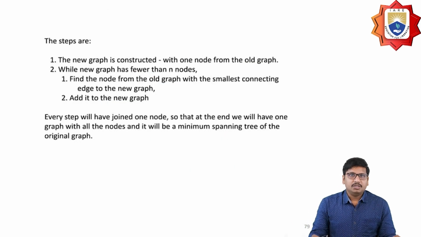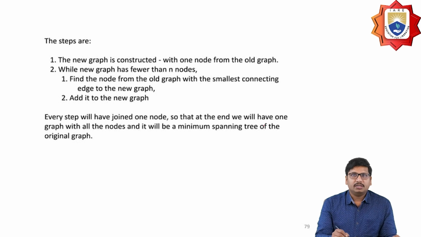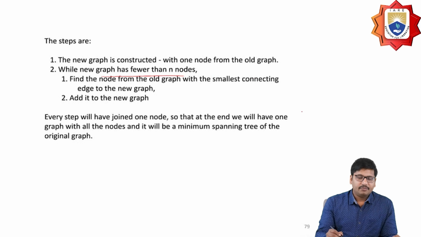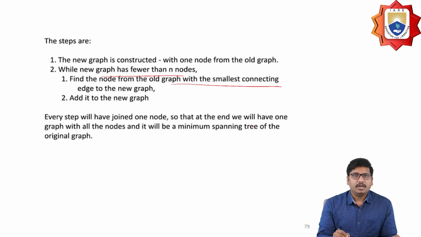So what are the steps in this one? A new graph is going to be constructed with one node from the old graph, and while the new graph has fewer than n nodes, find the node from the old graph with the smallest connecting edge to the new graph and add it to the new graph.